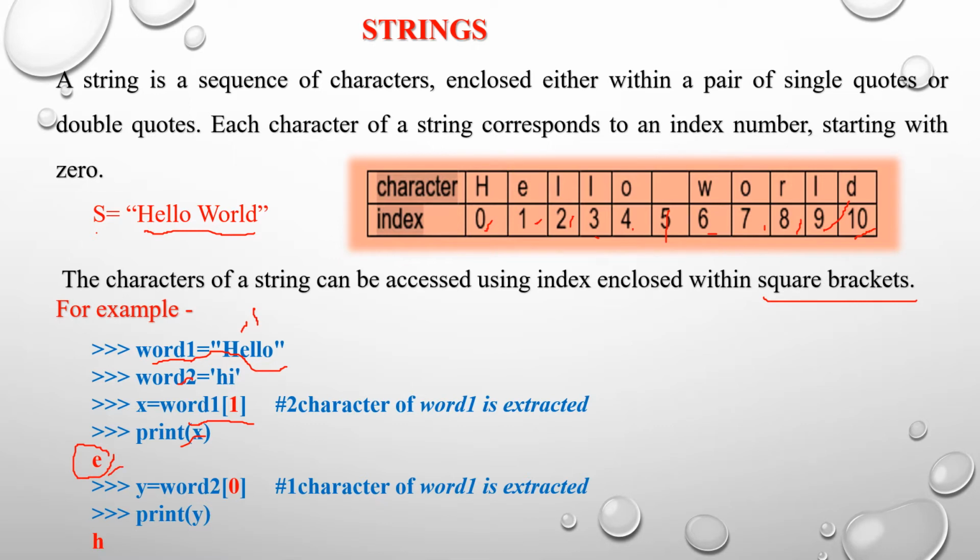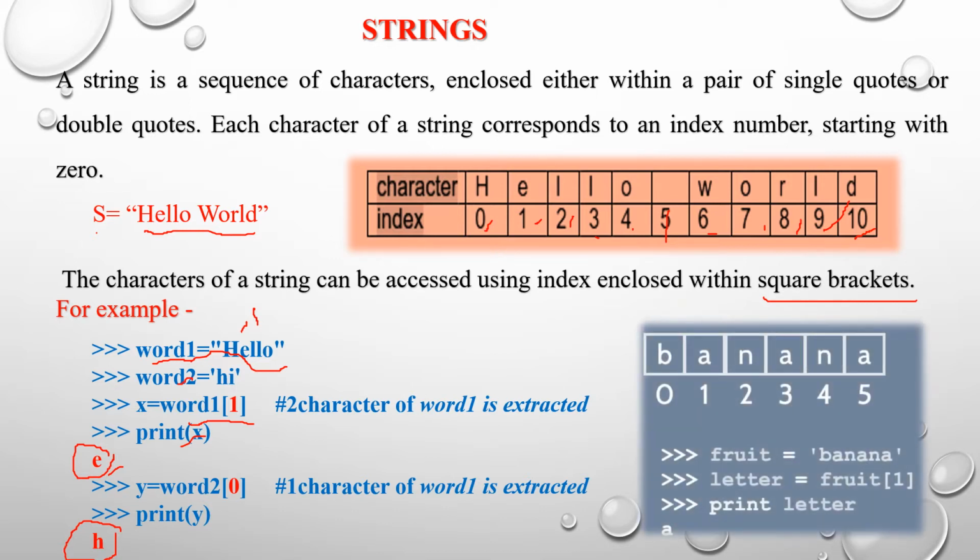Let's consider one more example. y is equal to word2 square bracket 0. So within the square bracket we are giving 0. Here h is at index 0 and i is at index 1. After that we are going to print y. The Python interpreter is going to print the h value. Here the first character of word2 is extracted.